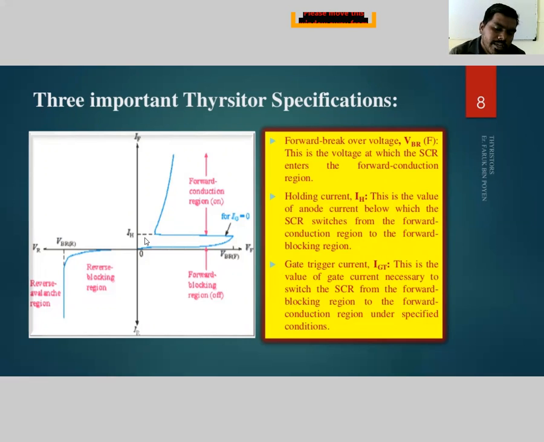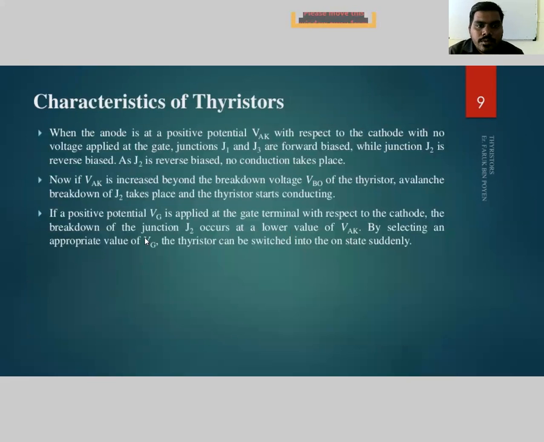If it is below IH, then it is in forward blocking mode. But to bring the current from below IH to above IH, the gate trigger signal should be provided under some specific conditions. Okay, so these are the points. Now let's see some characteristics of thyristors.